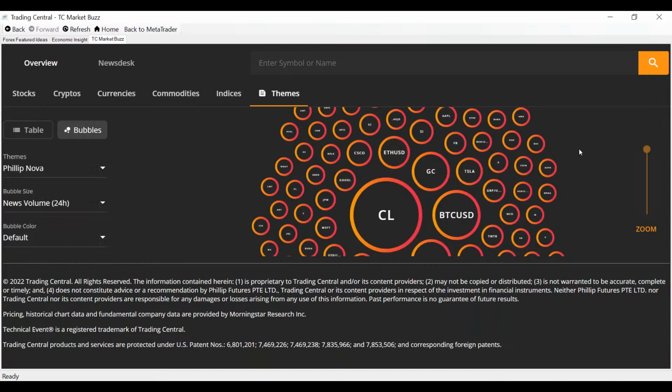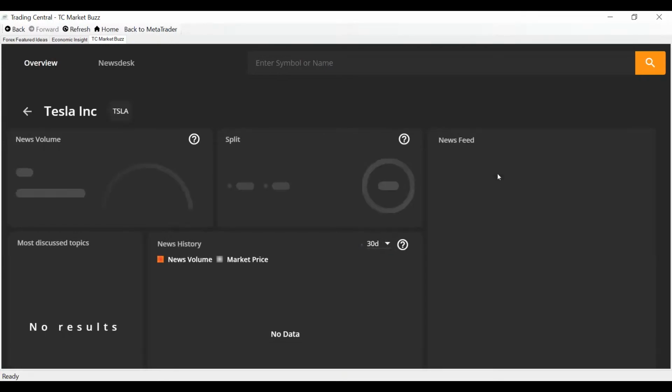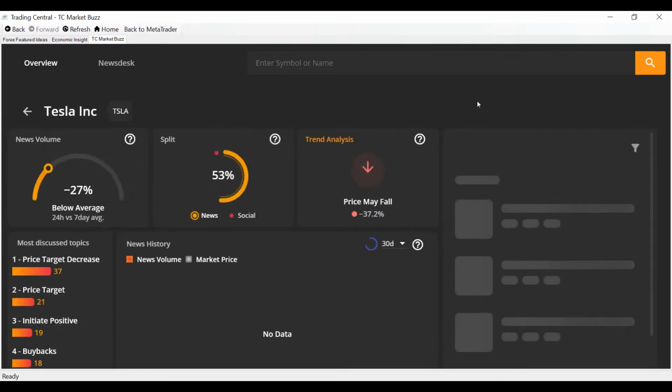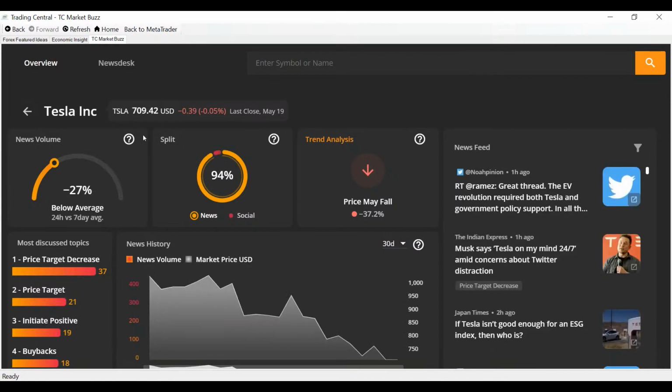So if we zoom in further, let's say we look at Tesla. Just by hovering over it, you see that currently it has 154 publications in the past 24 hours. You click on it, and what you will see here is the panel. The first box here tells you the news volume has actually dipped a little bit, about 27% below average in the past 24 hours compared to the 7-day average. So you know that recently the news has been decreasing on this. There's a bit less buzz.